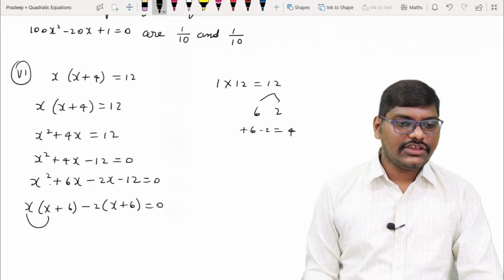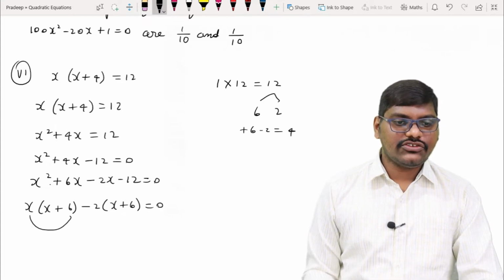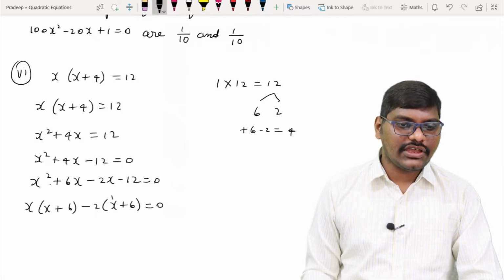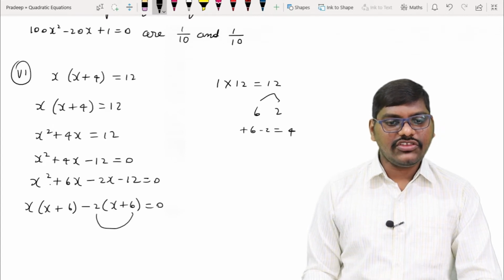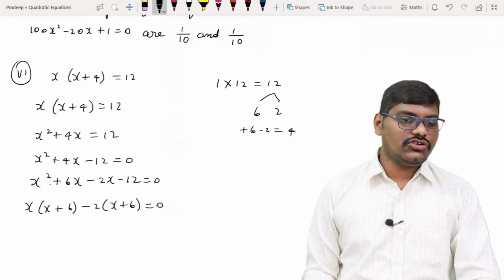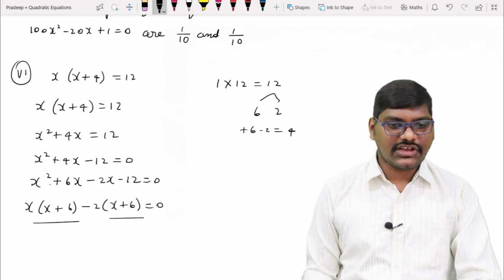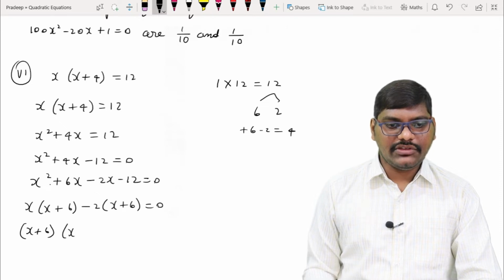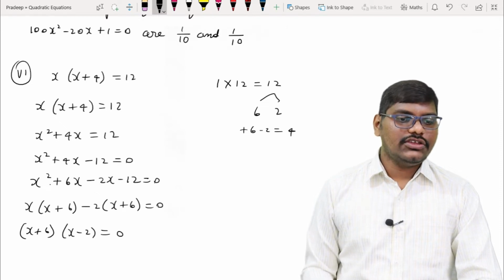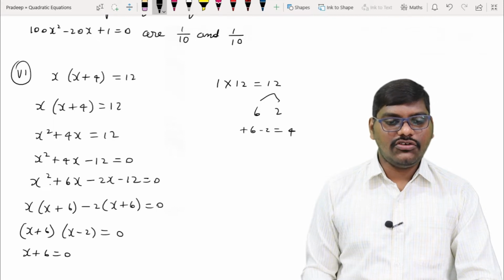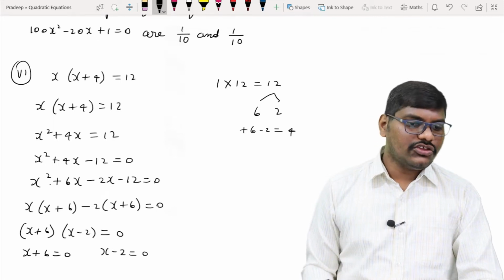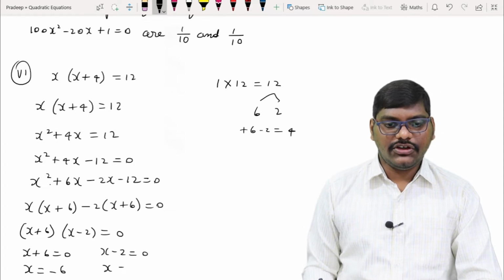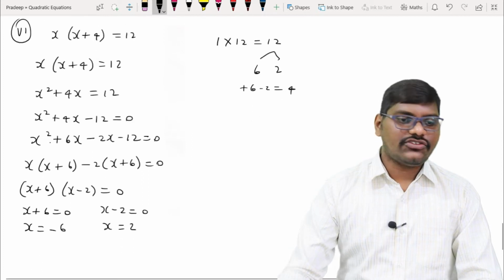Let's check it out again. x into x is nothing but x square, x into 6 is nothing but 6x. So this is also minus 2x, minus 2 into 6 is minus 12. So we'll take x plus 6 common now. When I took x plus 6 common, I will be remaining with x minus 2. Okay, so this I can write x plus 6 equal to 0, x minus 2 equal to 0. So if I send this 6 to the other side, I'll be remaining with x equal to minus 6, x equal to 2. Okay, so let's write the conclusion.